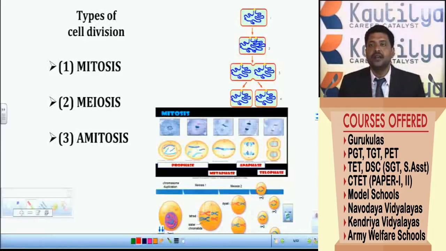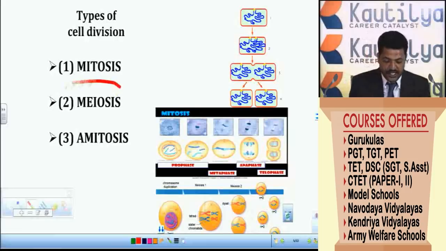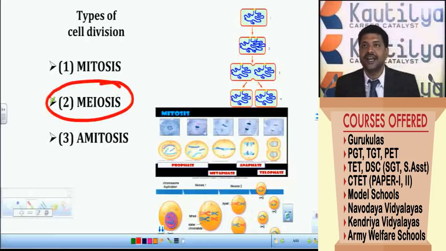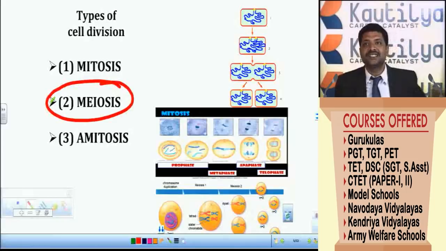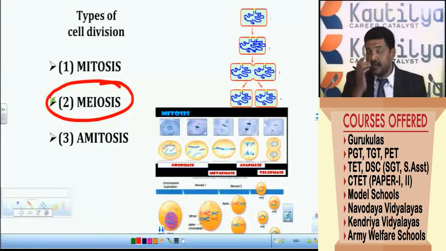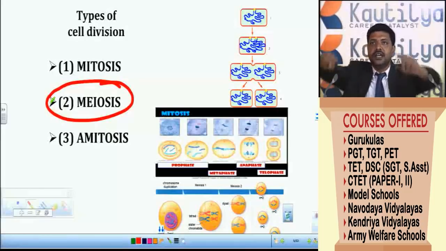Somatic cell division, body cell division, vegetative cell division is mitosis. And what is meiosis? The important division which helps in the reduction of the chromosome number, from a diploid body, haploid gametes are formed due to meiosis. Meiosis maintains the stable chromosome number in the species, whereas mitosis maintains the stable chromosome number in an individual, in the body.